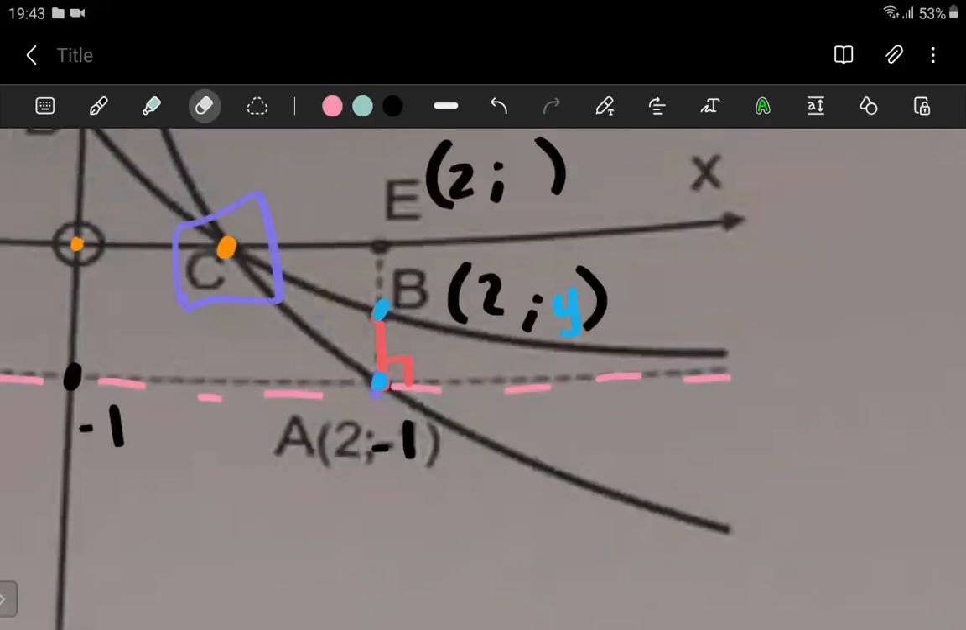So with that being said, what can we do to get the y value of b? We use the gradient formula.